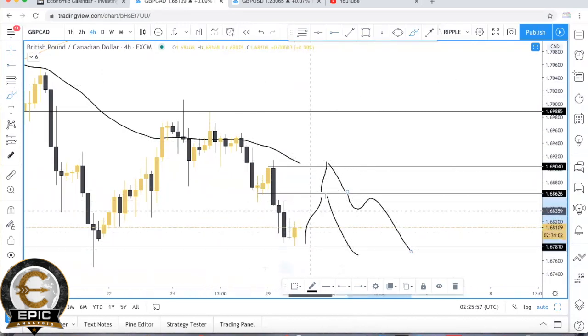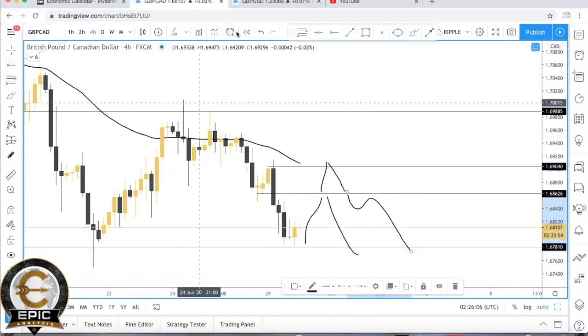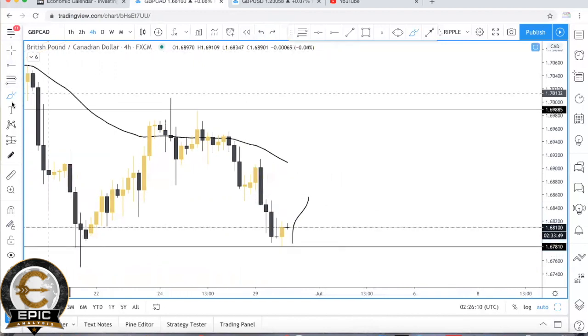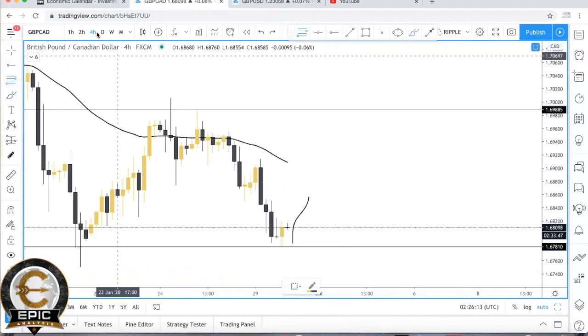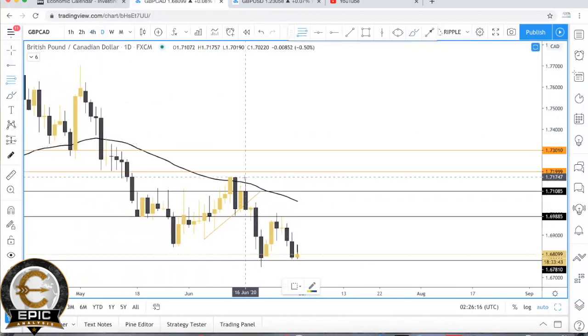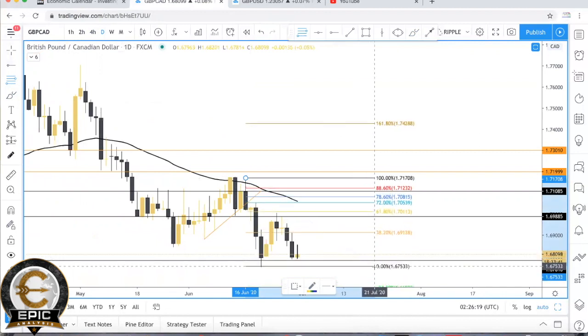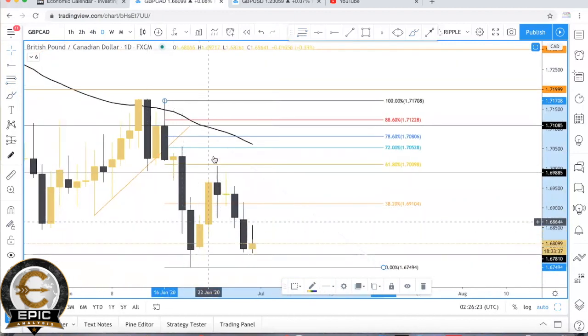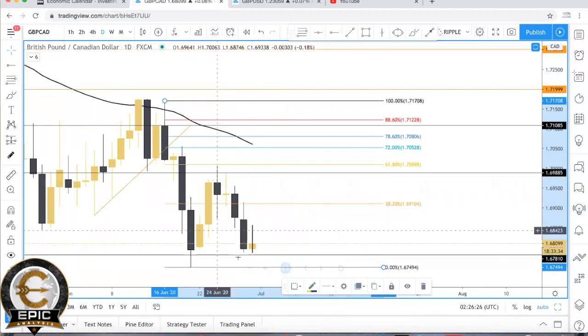I'm just looking for the market to push up towards 1.685 to 1.69, and then I'm looking for it to drop. And overall, if you drew a fib on this pair, let me just delete that real quick. If you draw a fib from this high right here down to this low, you can see that the market pushed up, hit the 61.8, and now it's at these lows.